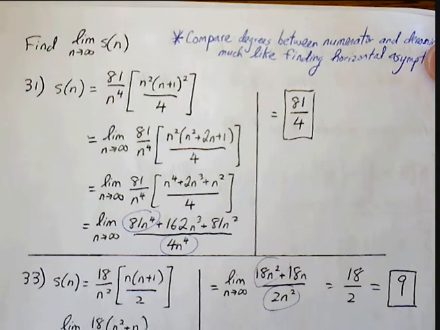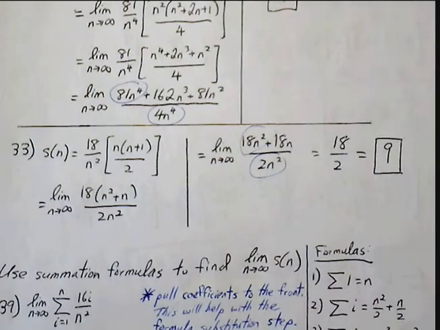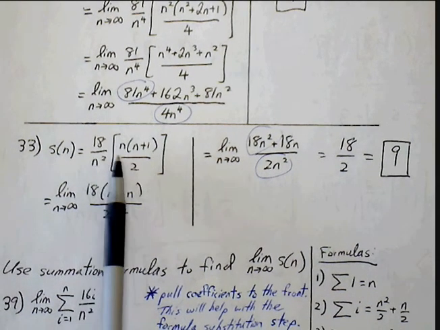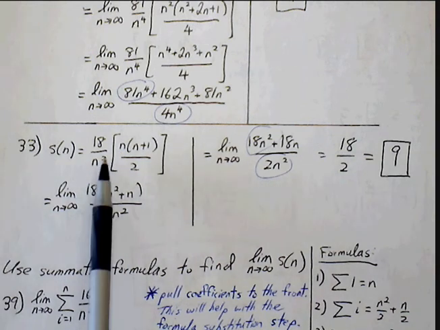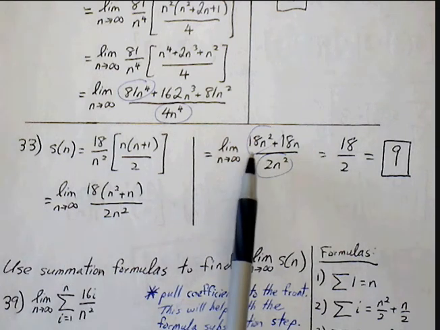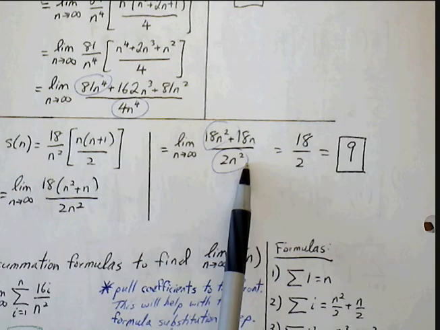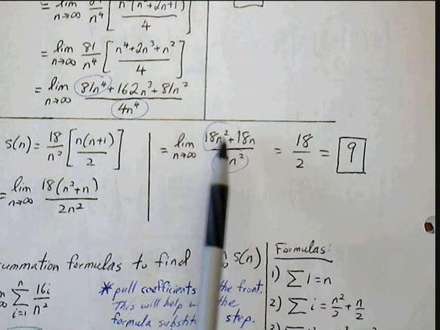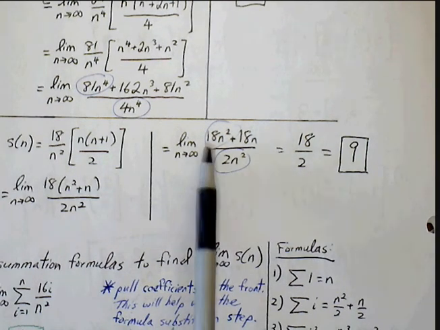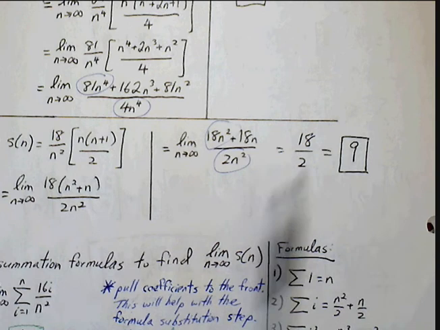All right, let's look at 33. Okay. S of n is equal to 18 over n squared times n plus 1 over 2. Again, distribute through. And once I distribute everything through, I can see that, again, my degrees are going to be the same between numerator and denominator, both with a degree of 2. So simply look at the leading coefficient, 18 over 2, which is 9.